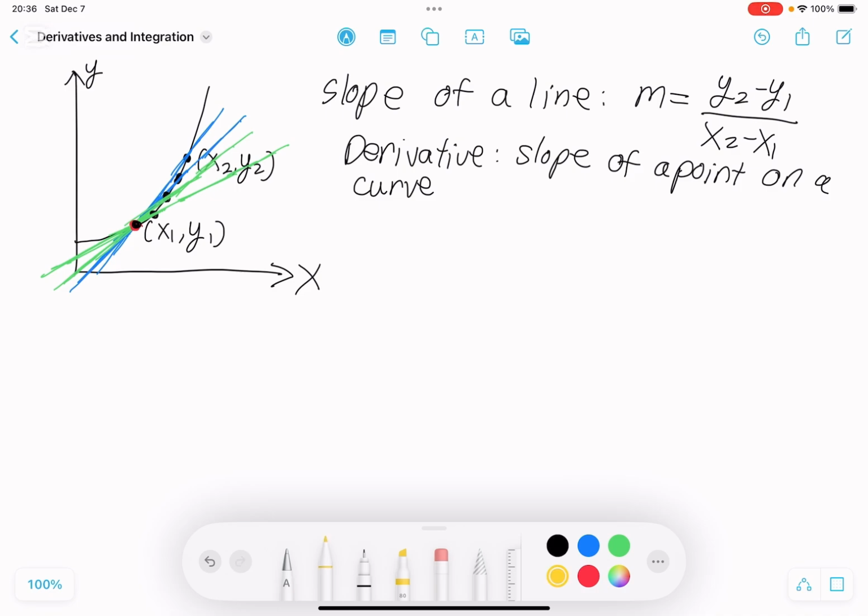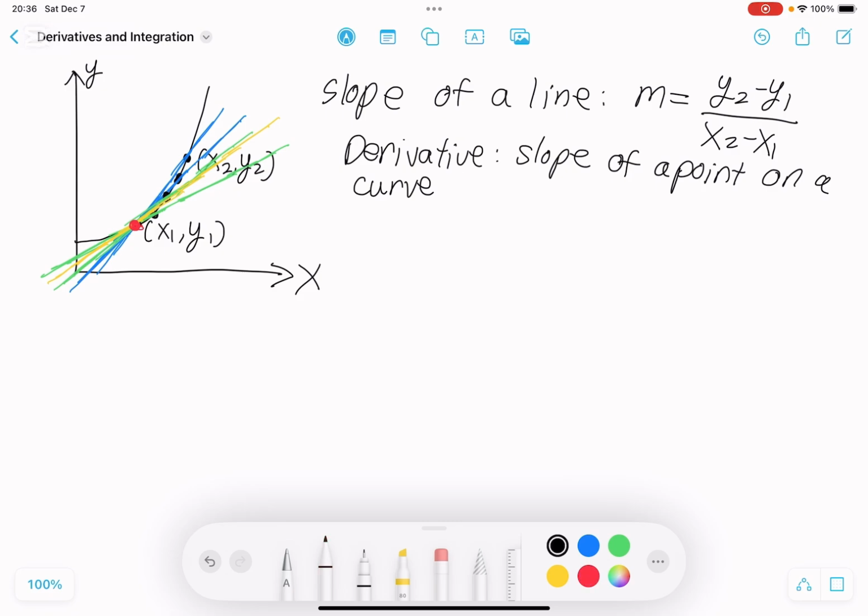So now if you draw this line in yellow, wait, how do you draw this? So like that, I guess. Now the slope of this yellow line, when the red and black dot overlap, would be the derivative of the red dot on this curve.